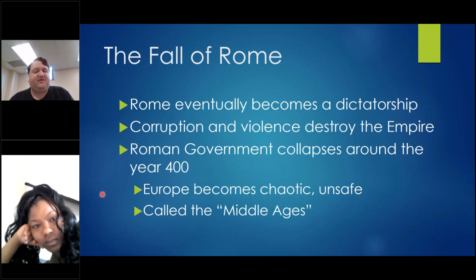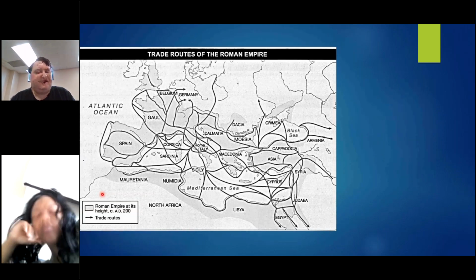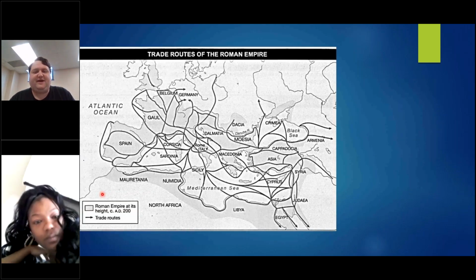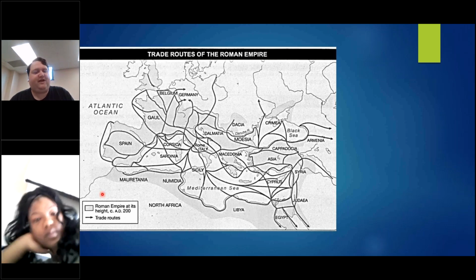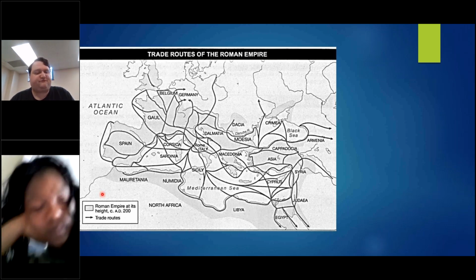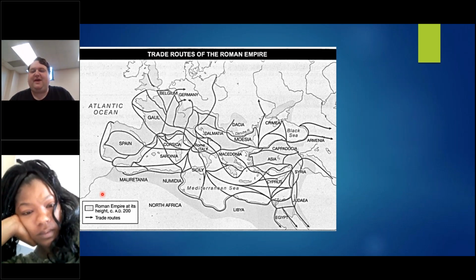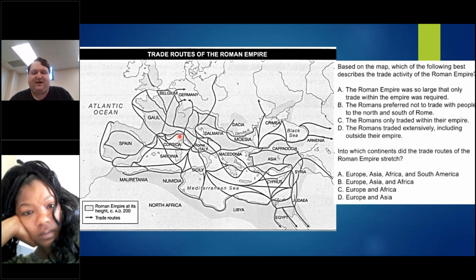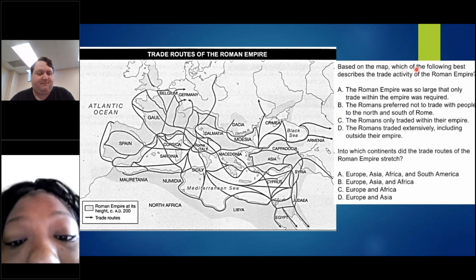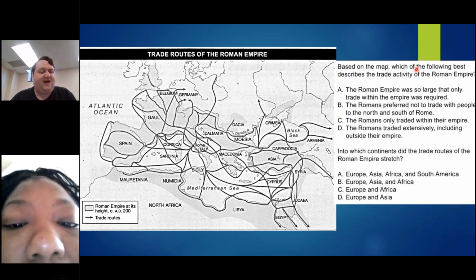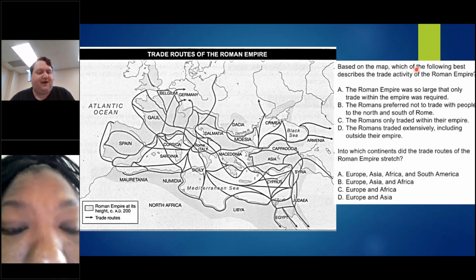So this is an example here of a GED test question. They might give you a map that looks like this with all these lines crisscrossing along the Roman Empire. And they've got a question over here on the right. Based on the map, which of the following best describes trade activity of the Roman Empire? And here, the Roman Empire is all of the shaded part of the map. And all of these lines going back and forth, those are trade routes.